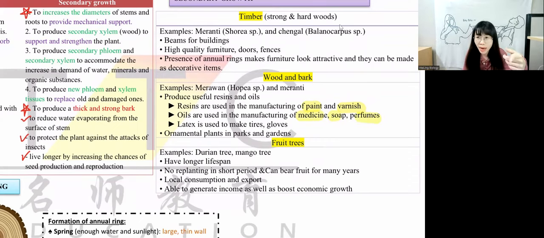They are also from wood and bark. I don't know if you guys use essential oil or not, but the essential oil that we use is also from plants. We never use any oil from animals, right? We always use oil from plants, maybe lavender, whatever. Okay, those are from plants, okay?